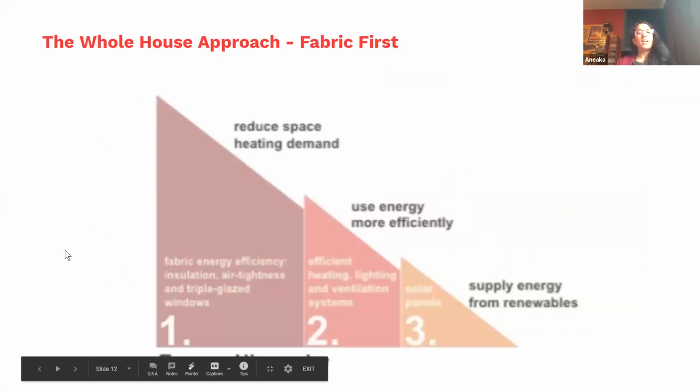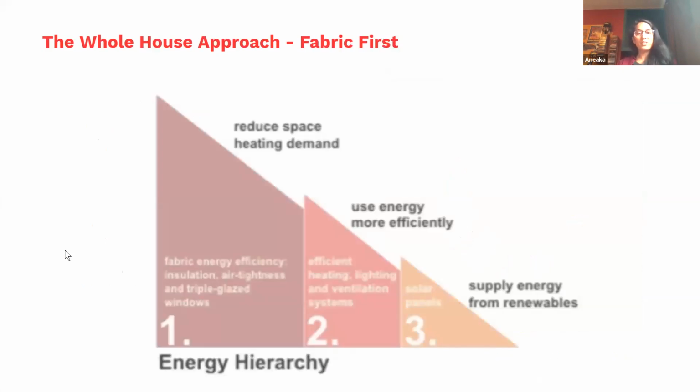So the other part of taking a whole house approach that we think is quite important is taking a fabric first approach. Hands up, who's heard of a fabric first approach?